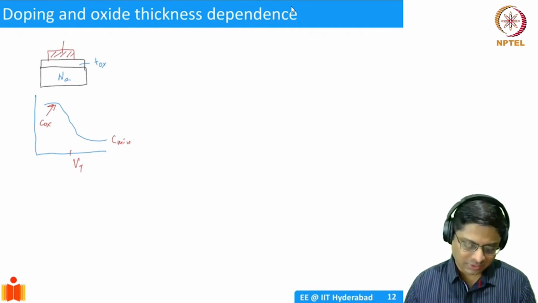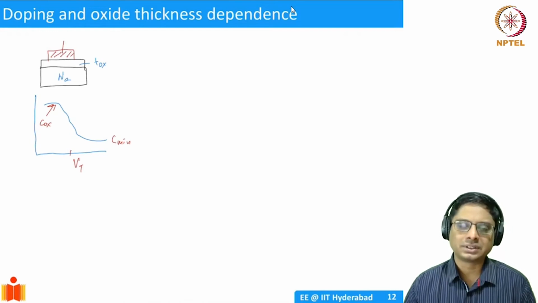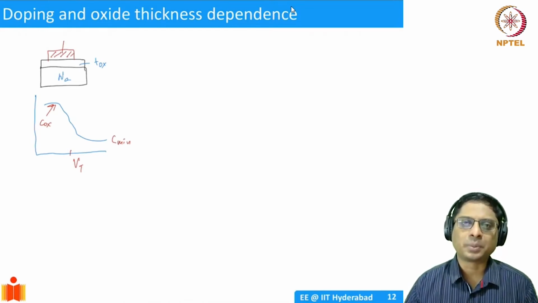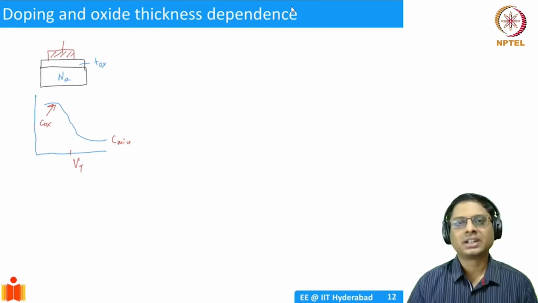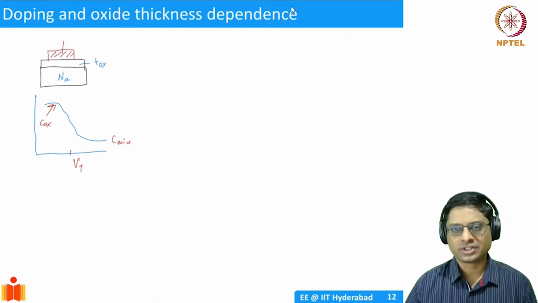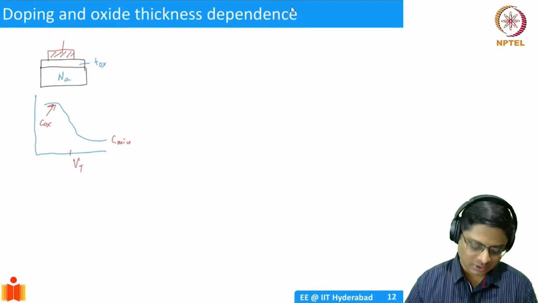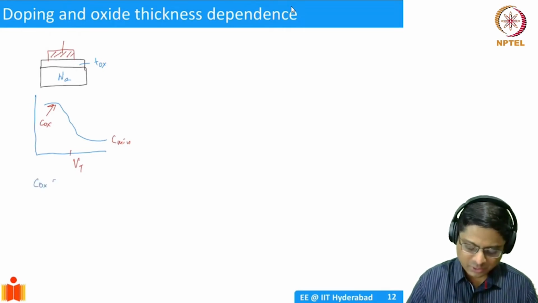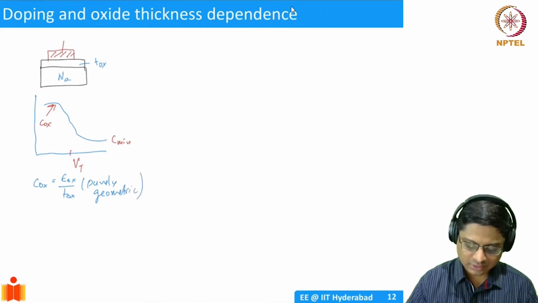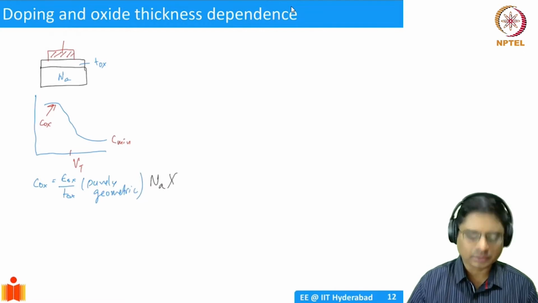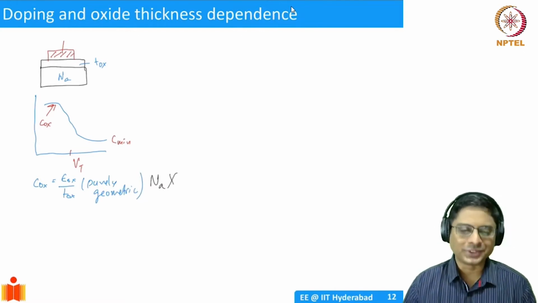First thing we'll ask is, what happens when you increase the substrate doping? When you increase substrate doping, will the accumulation capacitance or COX change? Well, no, right? Because COX we saw was purely geometric, epsilon ox divided by TOX, purely geometric. So this does not change with Na. That's good news, part of it.